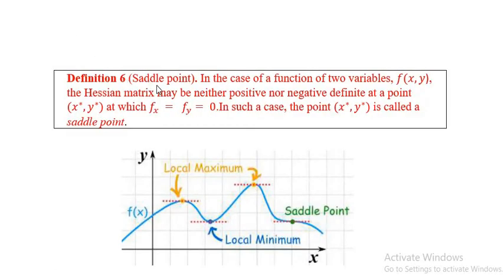Now we will see the definition of saddle point. In the case of a function of two variables f of x, y, the Hessian matrix may be neither positive definite nor negative definite at a point x star, y star, at which the first order partial derivatives are equal to 0. In such a case, the point x star, y star is called a saddle point. From the figure, we can see the saddle point.